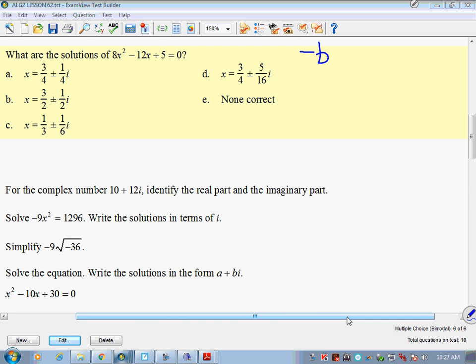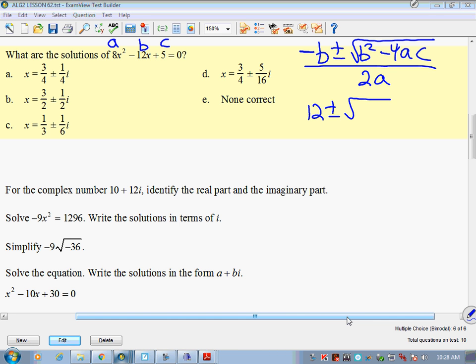And the quadratic equation is negative b plus or minus the square root of b squared minus 4ac all over 2a, where this is a, this is b, and this is c. And this sign right here, that negative, means the opposite value of b. Okay? So the first thing I'm going to write is I'm going to look at where my b is. What number represents b? Negative 12. But because I want the opposite of negative 12, what am I going to write? 12. So 12 plus or minus. Okay? Now I want the value of b, and I want to square it.